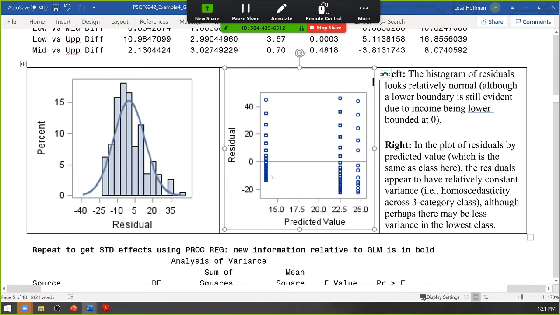Here's the predicted value for the low group, and you can see the spread amongst the low people in income. Here's the predicted value for the middle group and then for the upper group. And the question is, does each group have the same spread of residuals? That's what the model says because there's only a single residual variance being estimated.